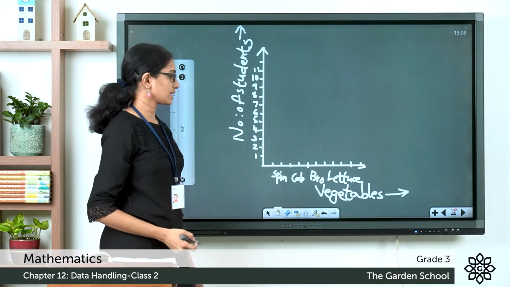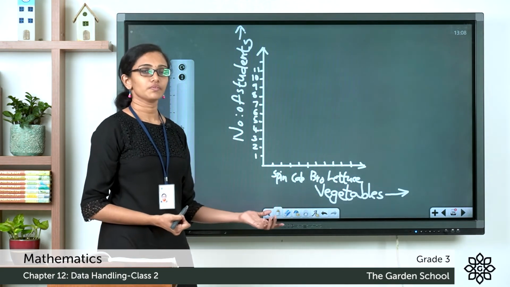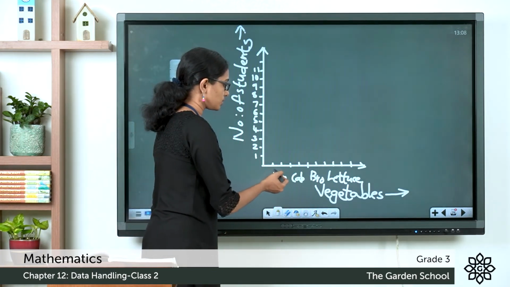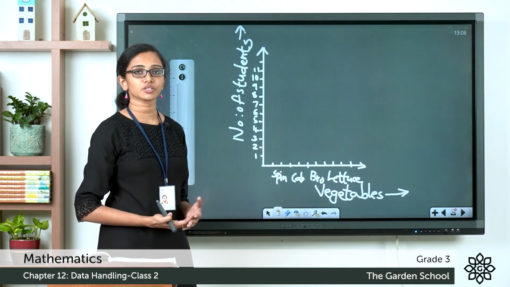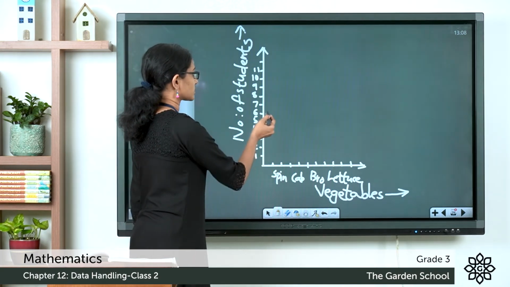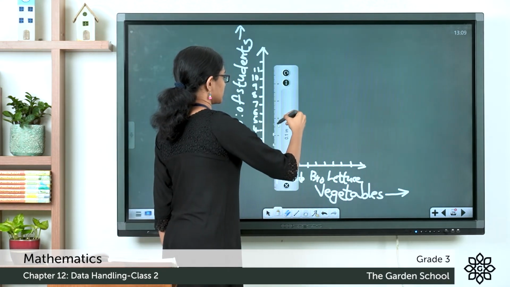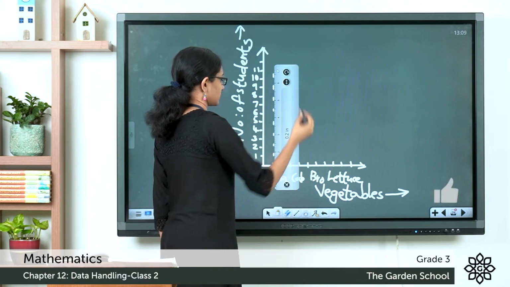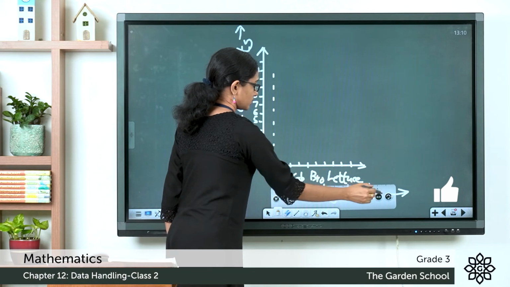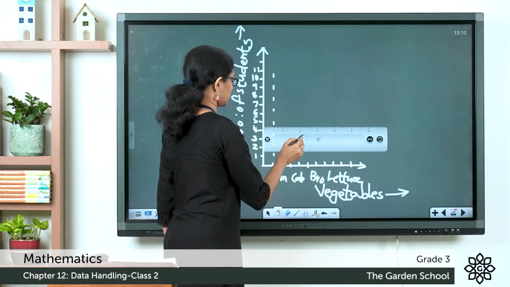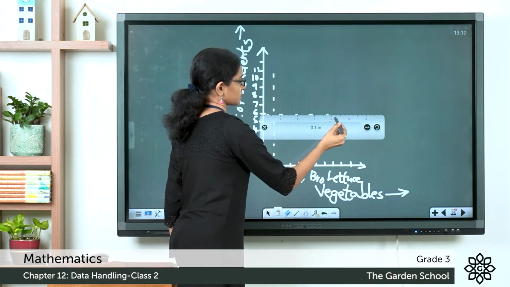Now, let's draw the rectangles corresponding to these marks. So, using your ruler and pencil, you have to draw a rectangular bar corresponding to spinach. And what is the number of children who like spinach the most? It is equal to 6. So, first let's draw dotted lines using your ruler and pencil. Now, tilt the ruler and then draw a dotted line in the horizontal direction also corresponding to 6.